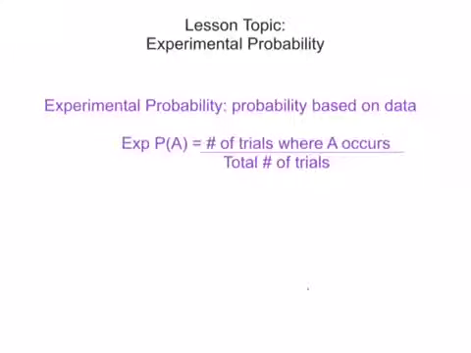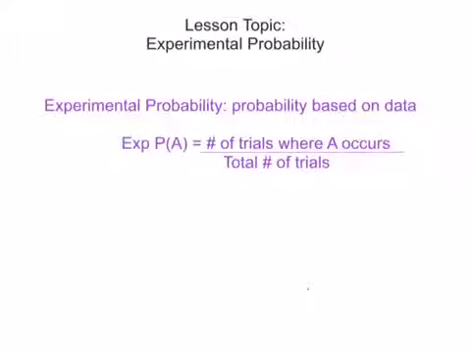The lesson topic for this video is experimental probability. Now, experimental probability is calculated in mostly the same way as probability in previous lessons, but this time our probability is based on data. So it's based on data that we receive either by performing an experiment ourselves or by having data that is collected by somebody else's collection of data or experiments.